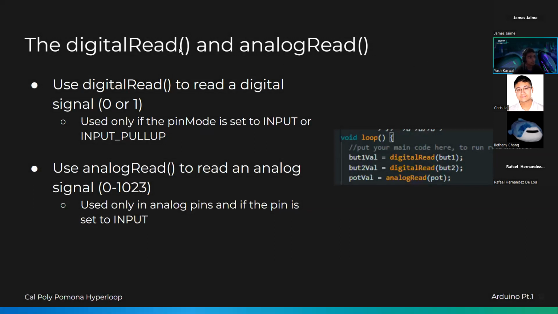And then the reading functions, digitalRead and analogRead. These two are for reading from the pins. So if you set your pins to input, then you basically put your variable name or your pin name in the function here.